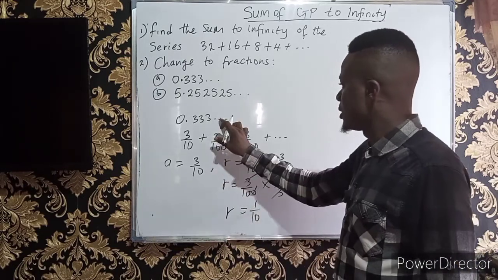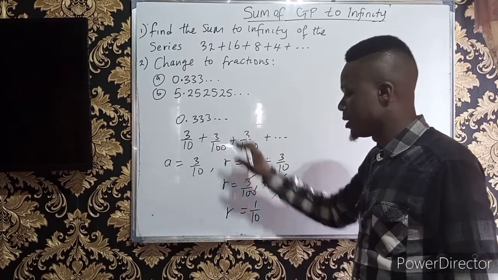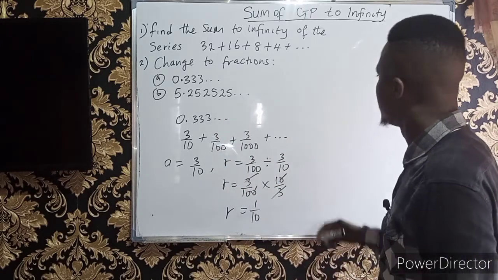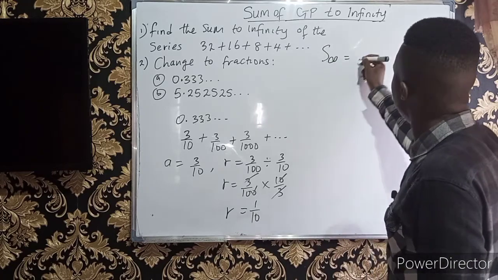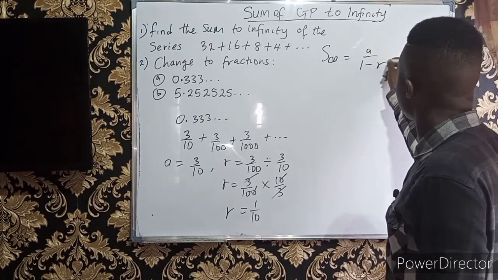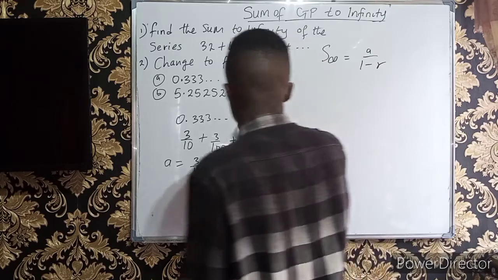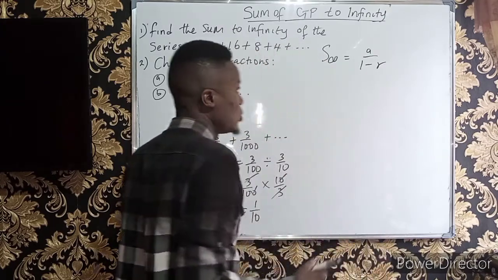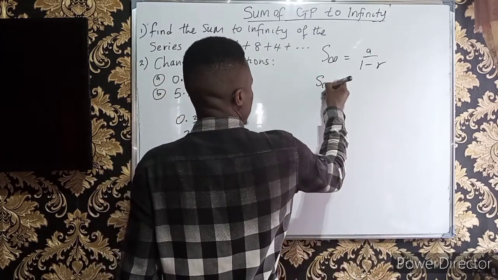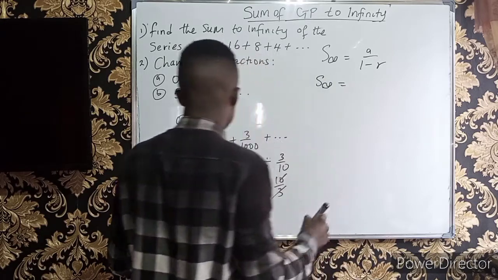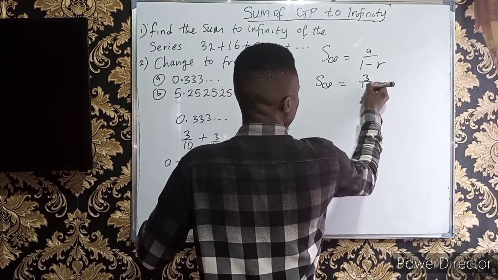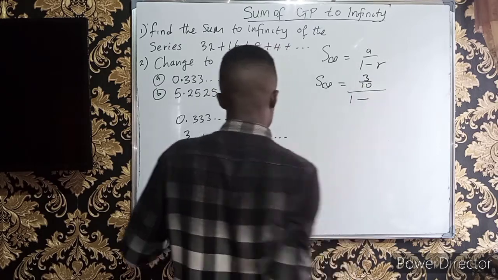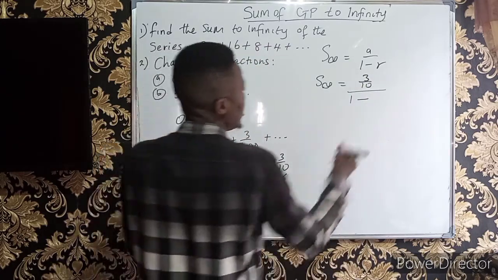And remember that because this thing is recurring, it will tend to infinity. Hence, we use that the sum, which will give us the required answer, will now be a over 1 minus r, the sum to infinity. Because it is recurring, we don't know where it will end. So we have that the sum to infinity will now be a, first term. Our first term is 3 over 10, as you can see. So we have 3 over 10 over 1 minus r. Our r is 1 over 10.